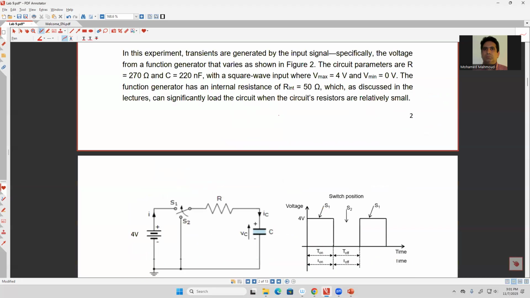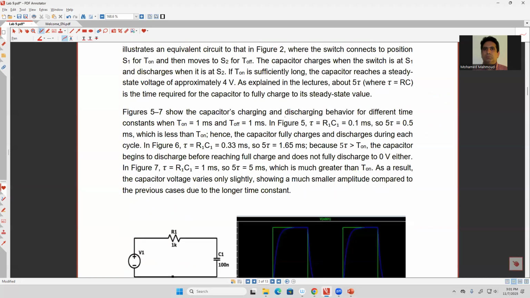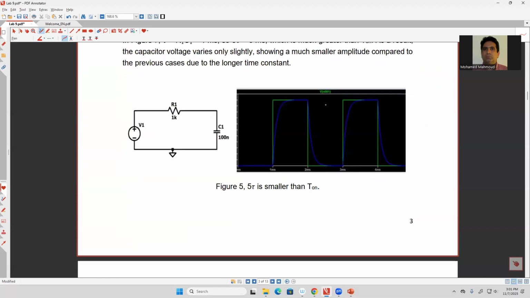So here I give you some interesting figures, as you see here. In this circuit, you now have tau, which is equal to R times C. And as I told you in the lecture, 5 tau is the time to fully charge or fully discharge a capacitor.